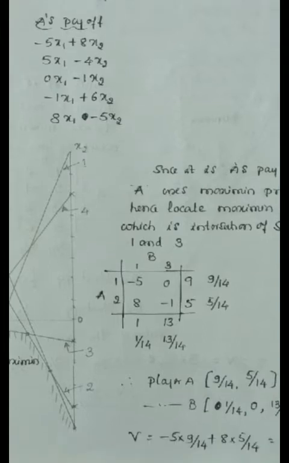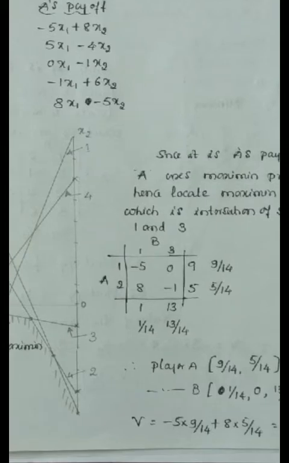Now find what is the fraction. 9 out of 9 plus 5, 14. 5 out of 14. A uses strategies 1 and 2 in that proportion. Next, B uses 1 and 3 in what proportion? 1 out of 1 plus 13, 14. And the third strategy, 13 out of 1 plus 13, 14.